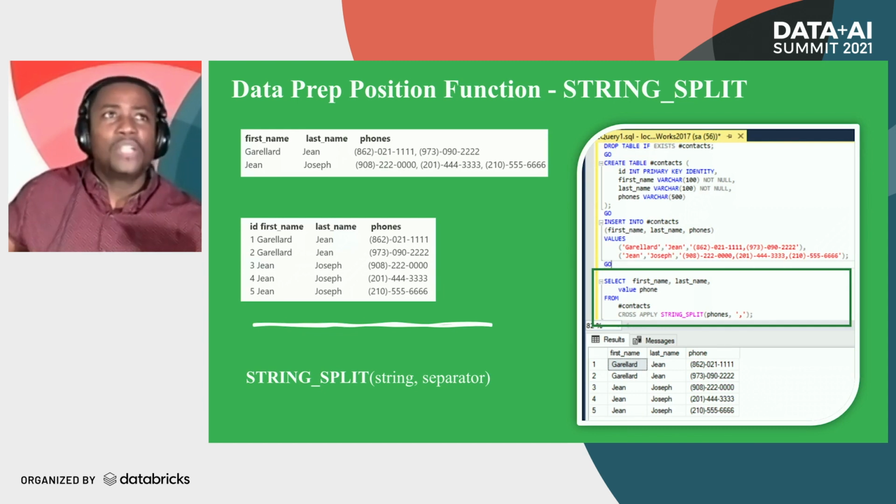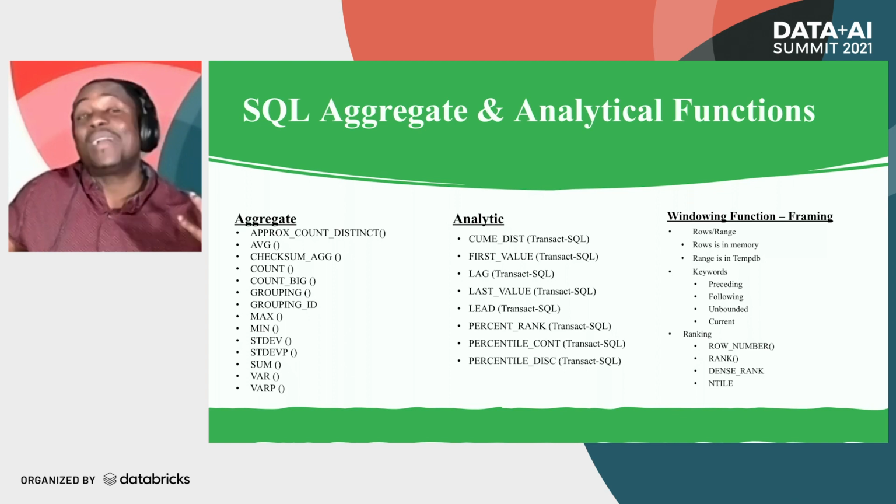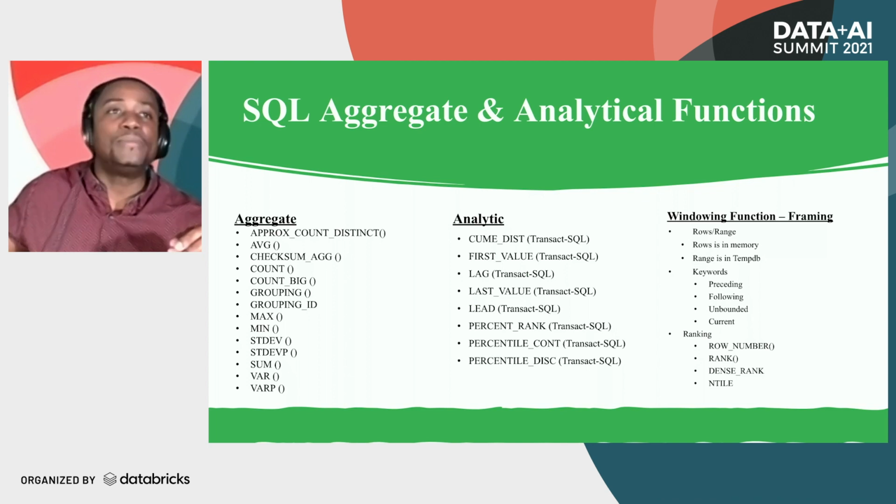So when it comes to SQL aggregate functions, there's tons of them. There's aggregate, there's analytic, there's windowing functions, things that you will need to know. When it comes to windowing functions, the default is RANGE. RANGE will operate in temp table, in tempdb. Sorry about that. So that means there may be a performance impact. Whereas ROWS will be in memory, and I would highly suggest you explicitly type ROWS instead of using the default one, right? So let's go and do some demo.